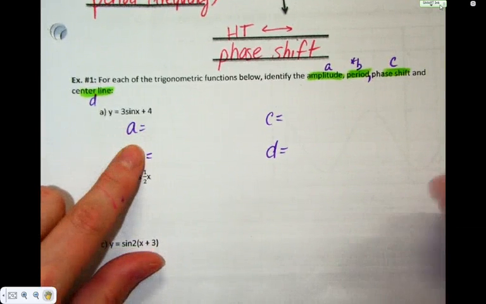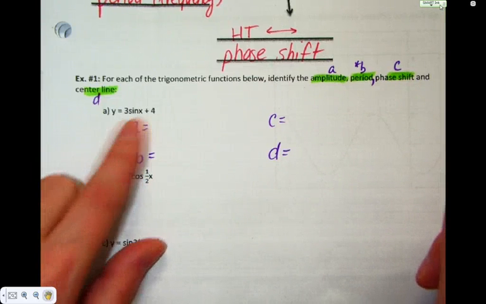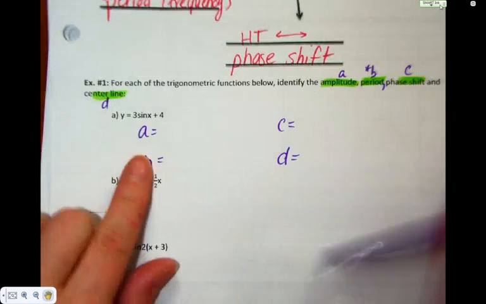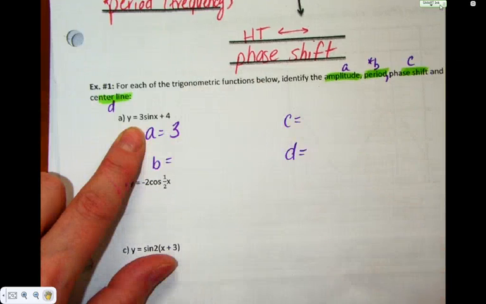So A is called the amplitude. It's the same as the vertical stretch or compression. So where do we find it in the equation? Where do we find the A? So look up if you're not sure. Where do we find the A? Out in front, so the amplitude of this one is 3.